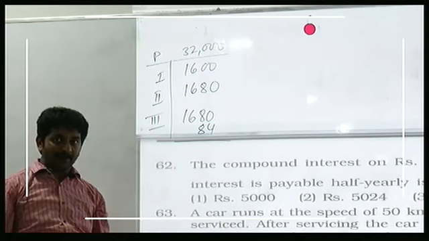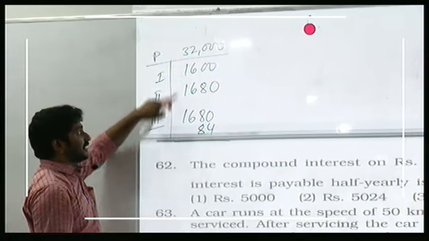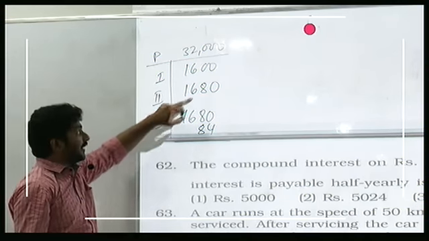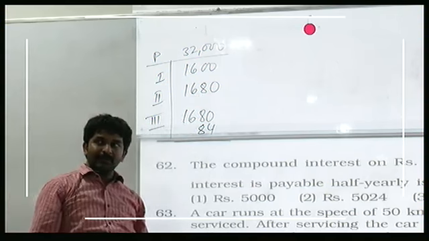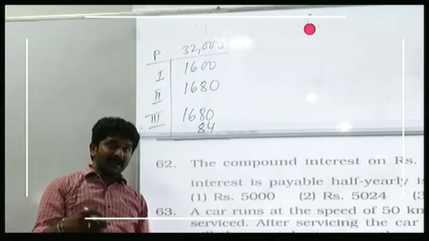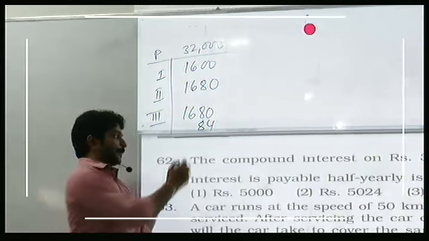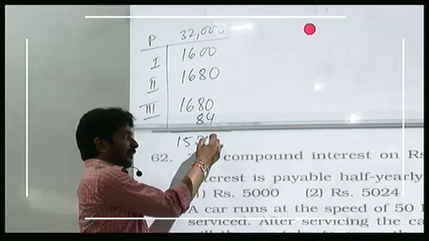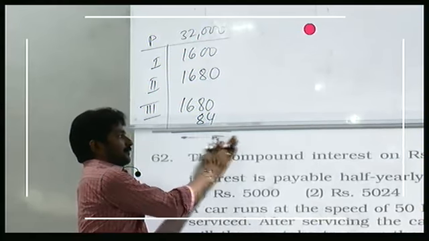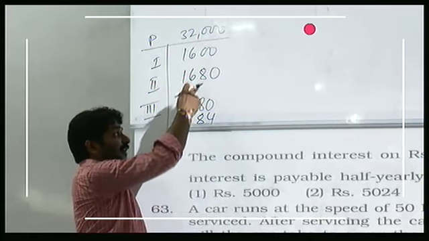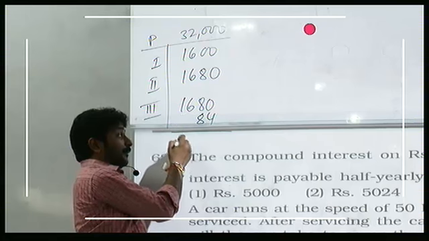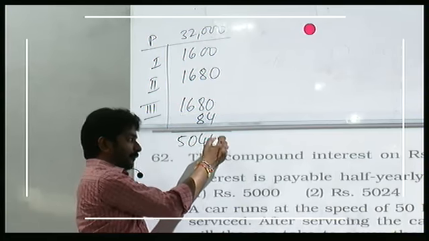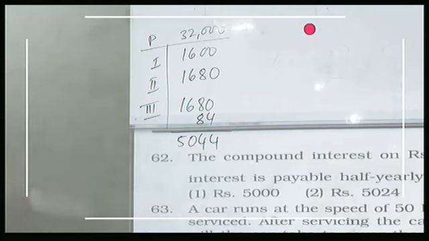And what is your question? You are asked about only compound interest. So these 3 numbers. 1600, 1600, 1600. 4,800. 80, 80, 80. 240. 4,800 plus 240. 5,040. And then you already have 4. So total 5,044.